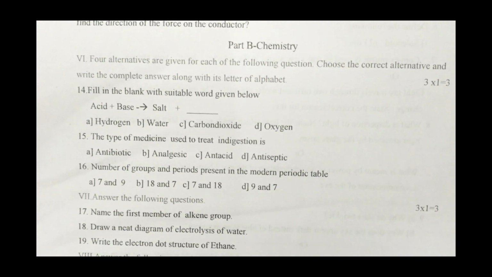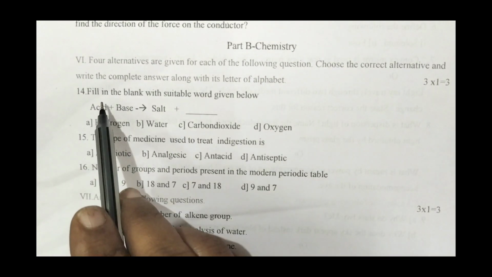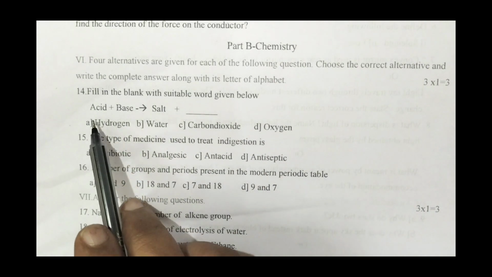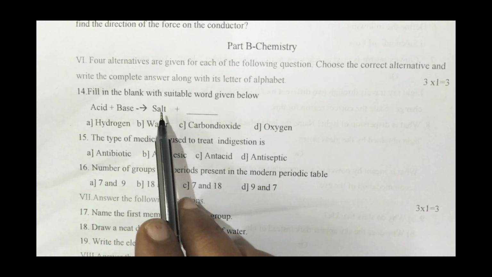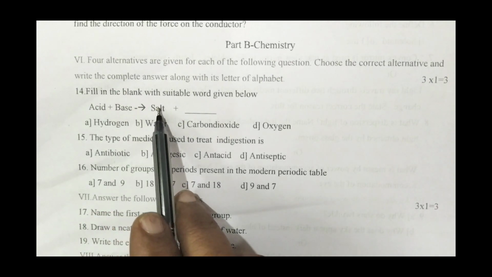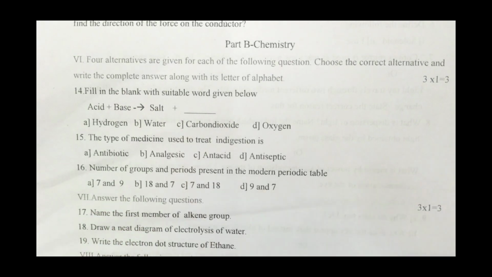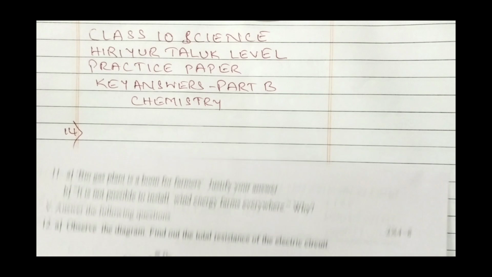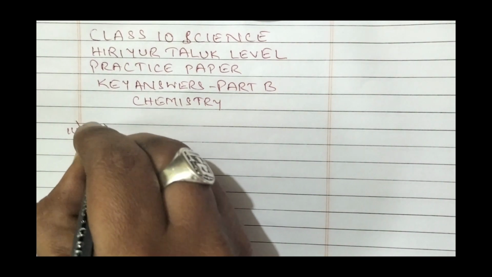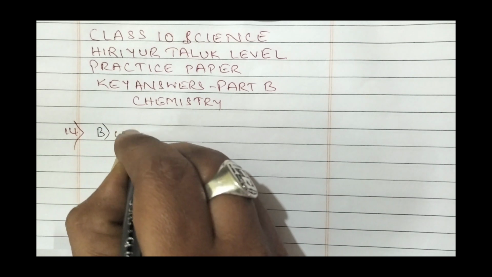The first question of part B chemistry is fill in the blank with suitable word given below. Acid and base gives salt and dash. So reaction between acid and base gives salt and the option is water. So for the 14th question, the right option is option B, that is water.